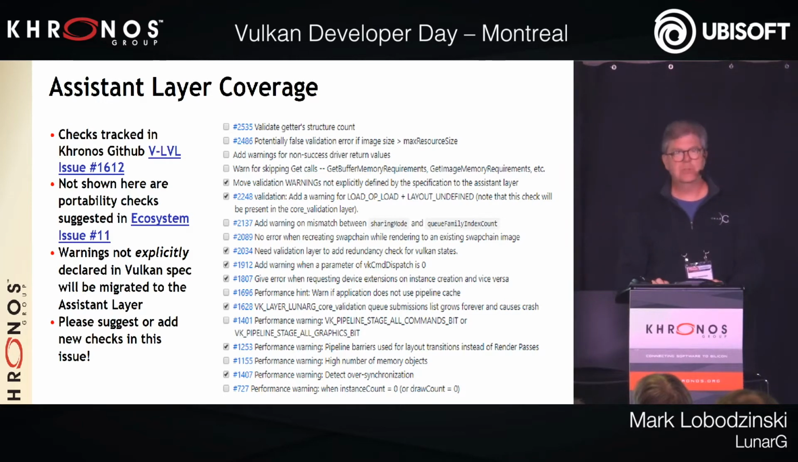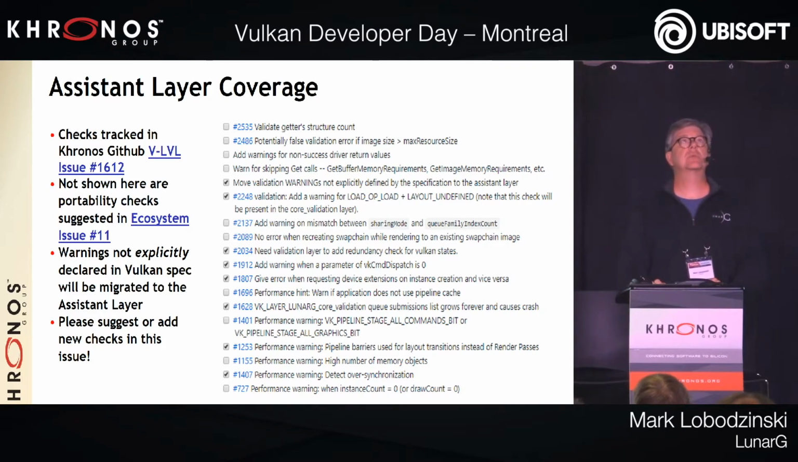There's a GitHub issue, I think it's 1612, and in here we have a compiled list of issues and checks and things that people have asked to be in the best practices layer. And so we're going through a little at a time. You can see some of these are checked off, adding these to the layer. Not shown here is a bunch of items from the portability. There was an ecosystem issue that came up about portability, so there's a bunch of warnings to help out with that. All this stuff's in the GitHub issue. And if anyone has any suggestions for more stuff, I will say this a lot during the presentation, please let us know. We want to make this thing useful and helpful for everyone.